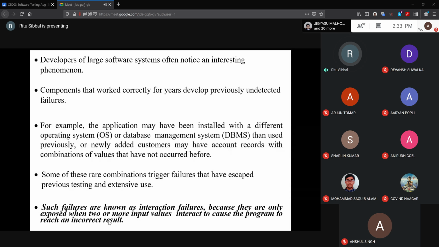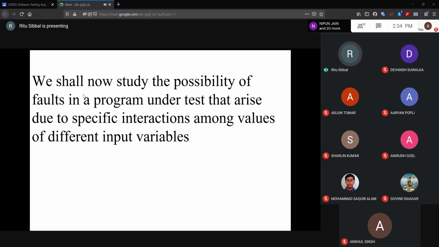Okay, now we are going to study combinatorial testing. As the name says, combinatorial. Combinatorial means we will study the various combinations of inputs which could lead to errors and how we are going to detect them. So in combinatorial testing we study the possibility of faults in a program that arise due to interaction among values of different input variables.